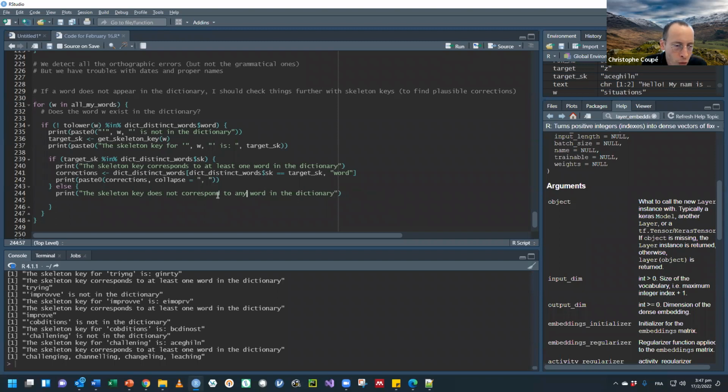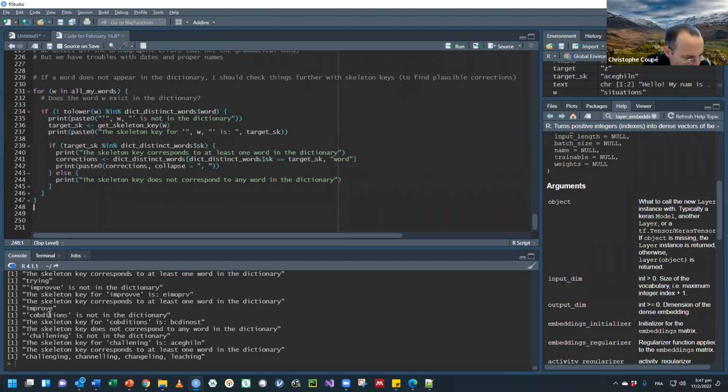So if I don't find the skeleton key in the dictionary, maybe I just print, well, the skeleton key does not correspond to any word in the dictionary. So if I try this again, one last time, for conditions, you see, I compute the skeleton key, and then the skeleton key does not correspond to any word in the dictionary.